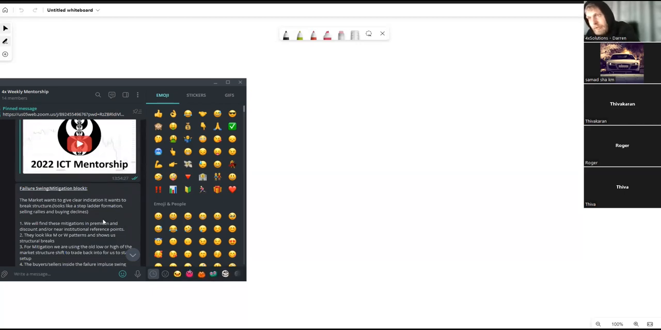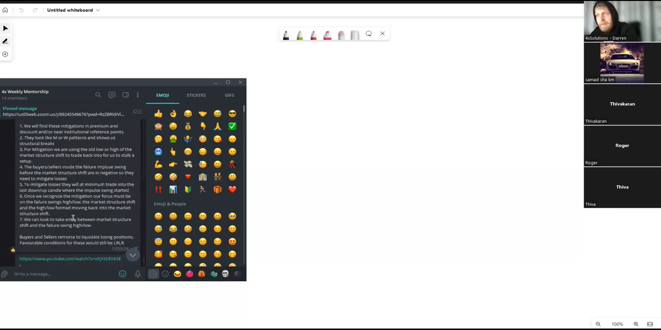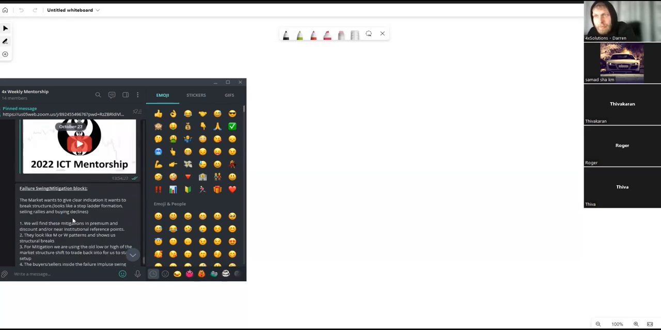Okay, so you must obviously understand what a breaker is, how to see it, and you must understand what a mitigation is and how to see it. Otherwise, what I'm going to explain is not going to really help you in any way unless you understand those two core mechanics or concepts. Okay, so let's just have a quick recap ourselves here.